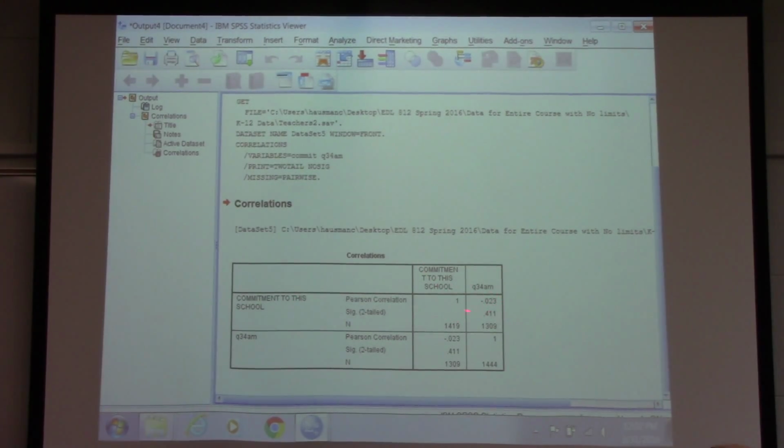And the reason is that the significance of 0.411 is greater than 0.05, meaning there's no relationship. The correlation is the top number, as you can see from the labels going across. The significance level, the p-value, is the second number, and the third number is the number of teachers that answered both questions. So that's a bivariate correlation, and specifically, that's a non-significant bivariate correlation.